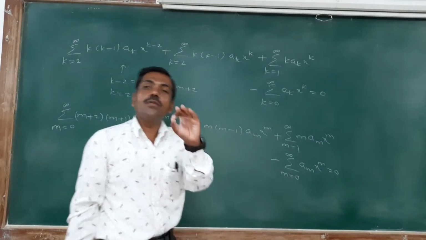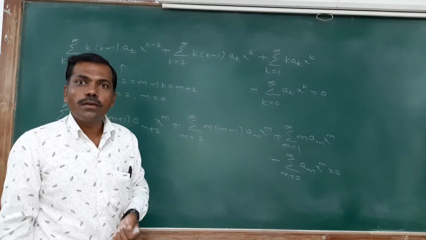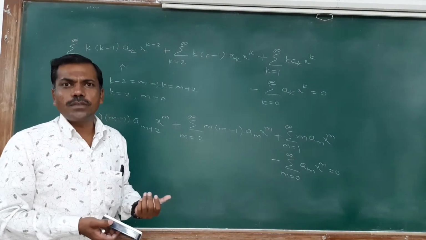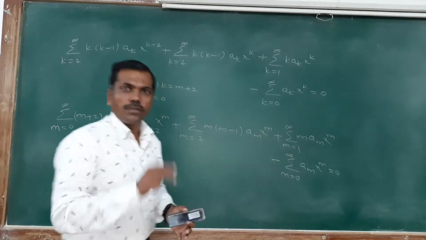We want starting point also same for all series. How we are going to do that? First few terms write down in addition separately. Just take it out and then write down the summation. Just like we will do it.